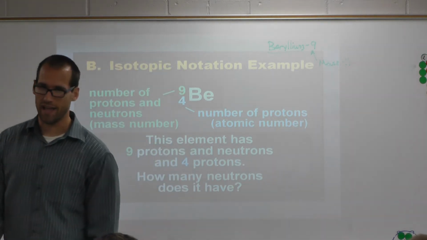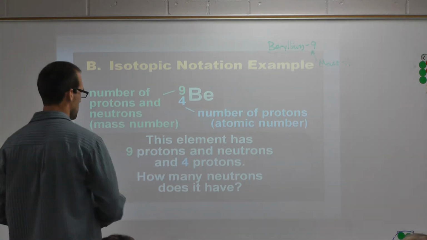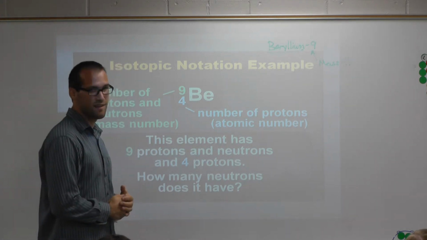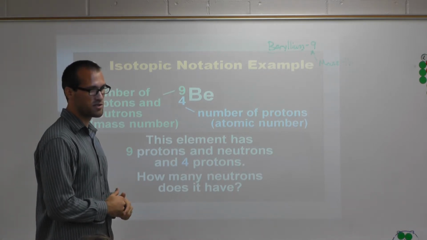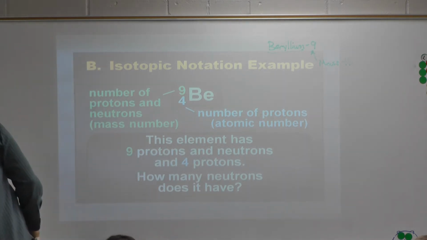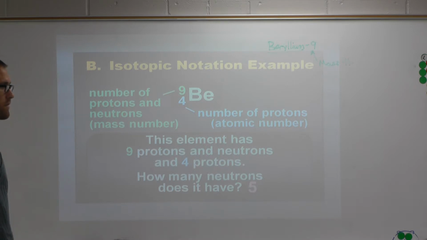Alright, so if I gave you this isotopic notation, could you tell me protons, electrons, and neutrons fairly easily? Protons would be what? 4. Electrons should be 4. Neutrons should be 5. There it is. Okay?